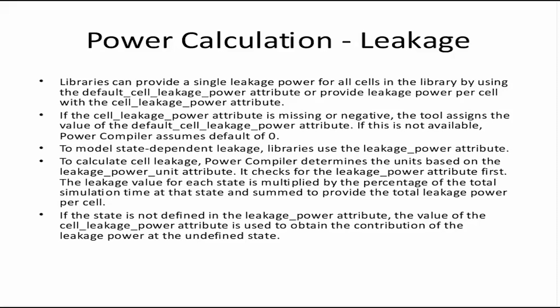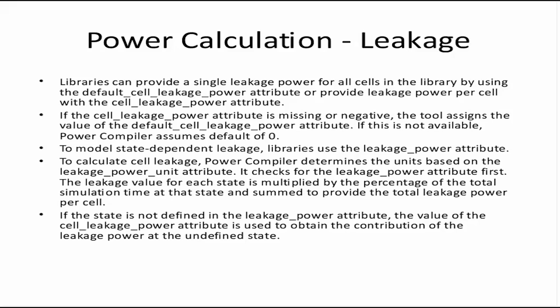So per cell leakage power is denoted by the cell leakage power attribute. If this leakage power attribute is missing or negative, it cannot be negative, the tool assigns the value of the default. So if for a particular cell the tool does not find a cell leakage power attribute, it will look for the default cell leakage power attribute. If even the default number is not available, it does not have any choice but to give it 0.